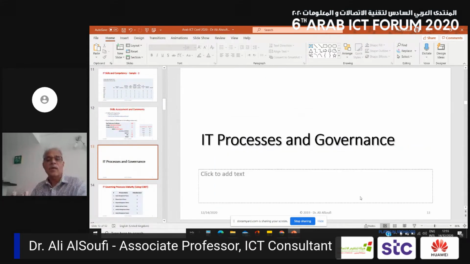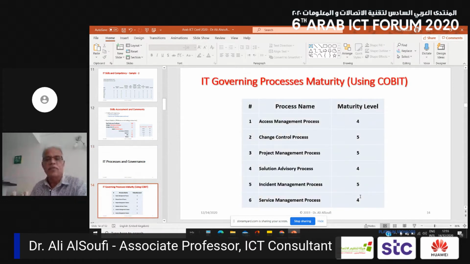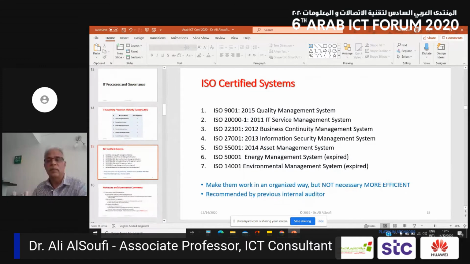Okay, let's look at their process. How do they work? How do they govern the department? Very surprisingly, when you think of it as a process, they have a set of processes, and according to their self-evaluation they are at level 5, the best, the highest level. They have a change control process, and they apply their processes very well. Look at the ISO certification. You see so many certifications, some of them expired, some still alive.